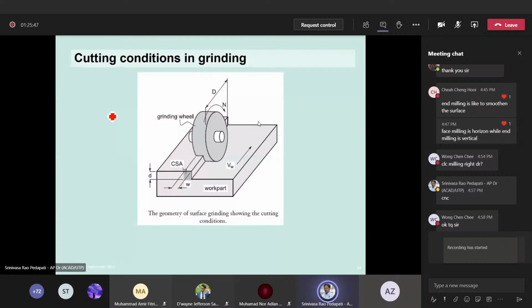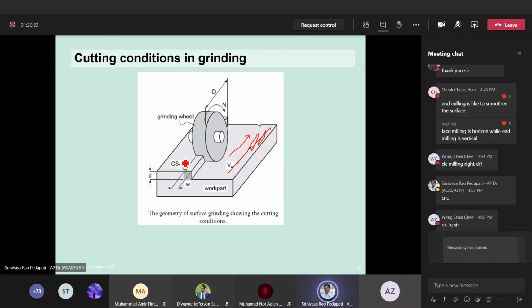How a machine looks like, the one which I have shown in the previous thing: abrasive paper is used to make the finishing of the surface. Whereas when a grinding machine uses a grinding wheel, so if it is in the form of a grinding wheel, what are the conditions and what is that part? So if this is the part which is to be machined, and the part is moving with a velocity of VW against the work.